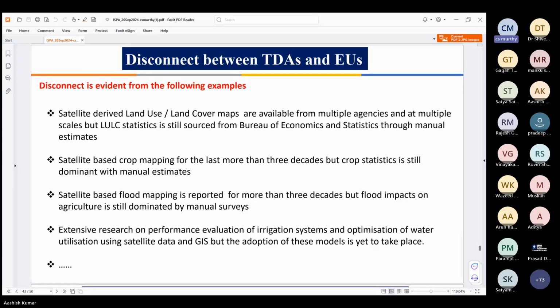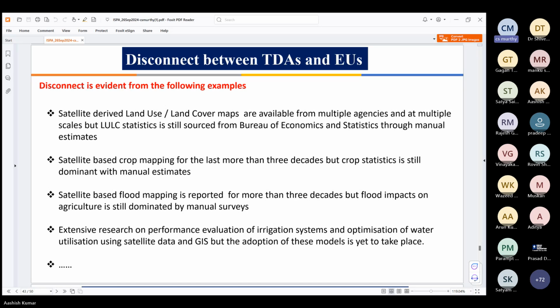Same is the case with satellite-based crop mapping. You can see a lot of articles appearing in papers on the need for improving crop statistics in India using advanced technologies. But crop statistics in India is still dominated by manual estimates. And as I already told, another thing is flood mapping. Yes, flood maps have been generated for many decades, but flood impact assessments on agriculture are again done through manual estimates and manual surveys only.